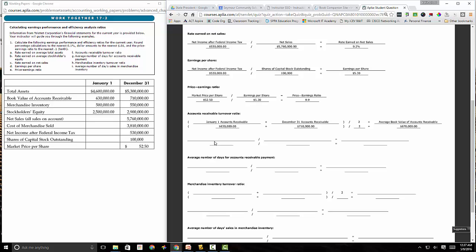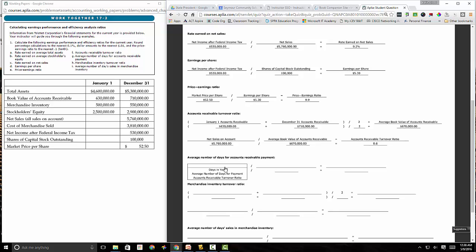The rest of the formula, we take a look at my net sales on account, divided by my average book value of accounts receivable, which will give me my accounts receivable turnover ratio. Net sales on account, turnover ratio of 8.6.